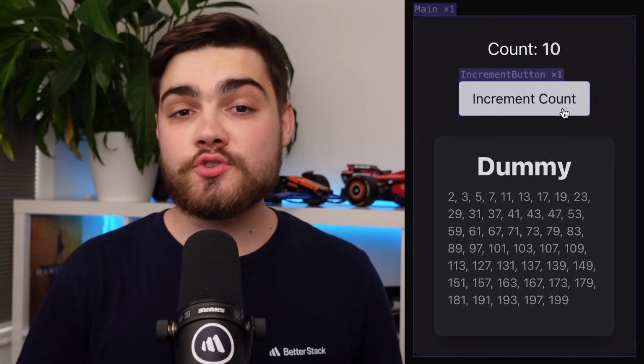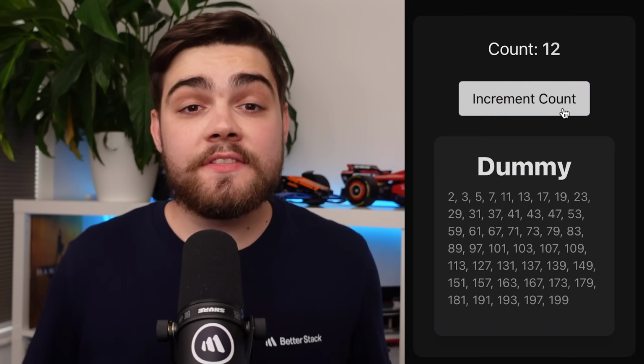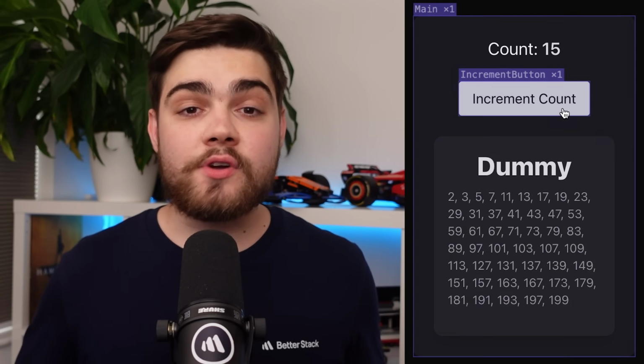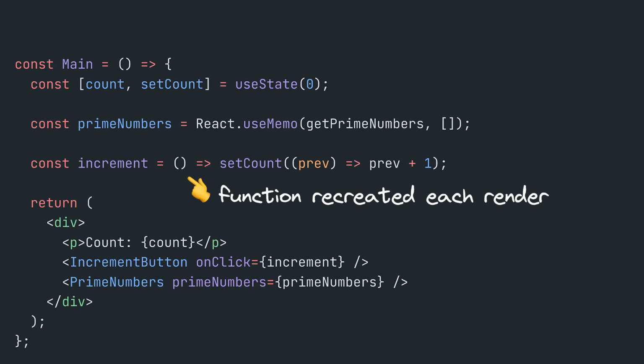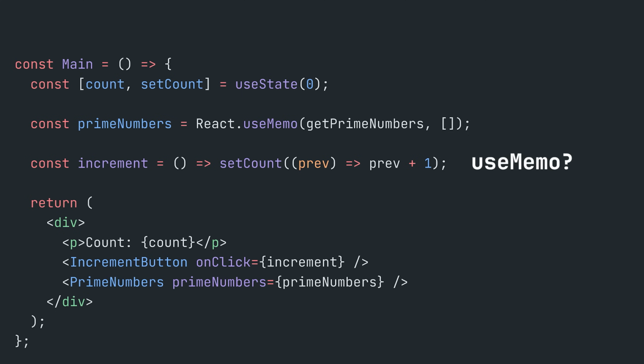One final re-render to clean up then, the increment button. This is re-rendering for the same reason. React comparing by reference, not value. Each time main re-renders, the function is recreated, so it's seen as a new prop. To stop this, we could actually use useMemo again, but React provides a cleaner way.